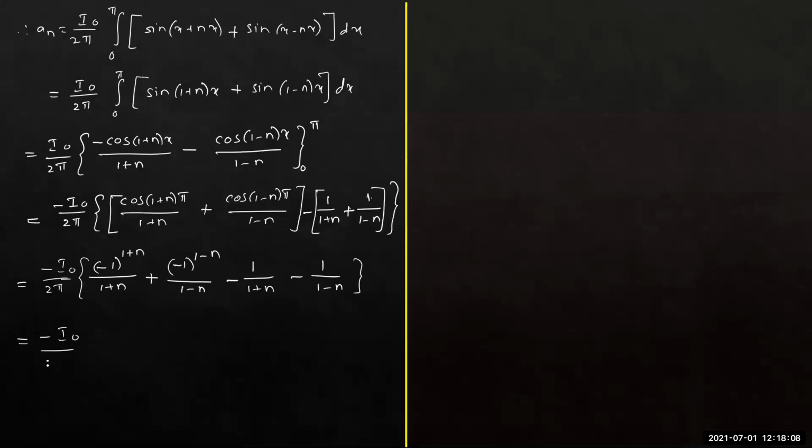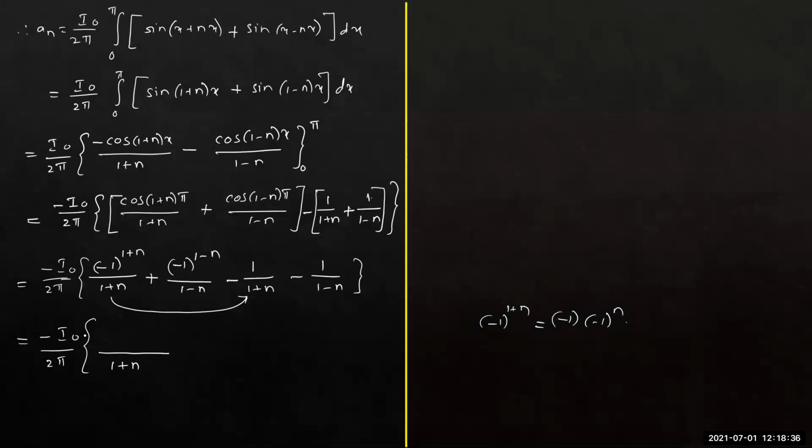You see, minus I naught by 2 pi into, I'm just trying to write these two terms which have 1 plus n as the denominator. I'm writing those two together. So I'll get the LCM as 1 plus n. And what remains in the numerator, you see, minus 1 to the power of (1 plus n). When you have minus 1 to the power of (1 plus n), we can write it like this, you see, minus 1 into (minus 1) to the power of n. If I can write it like this, you see, I can easily simplify it.